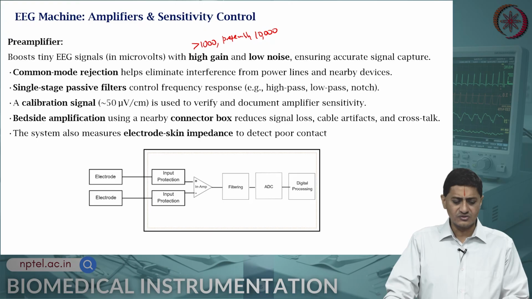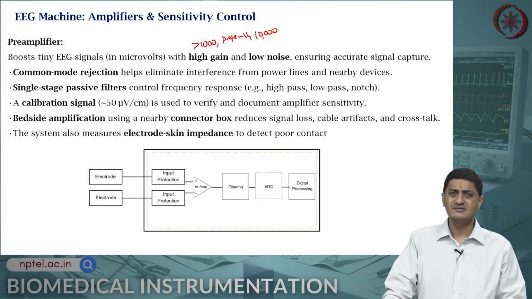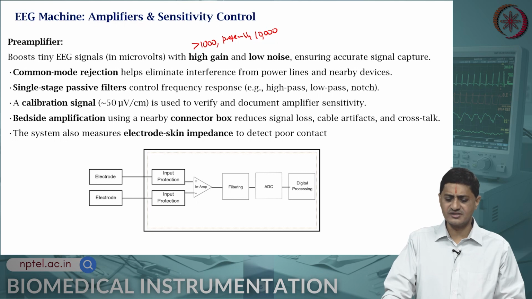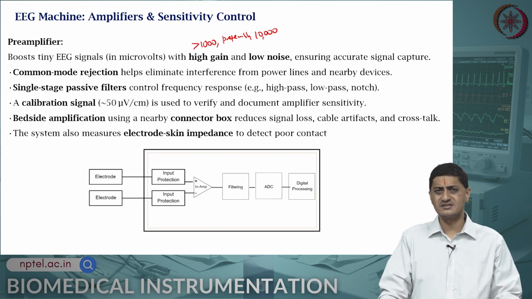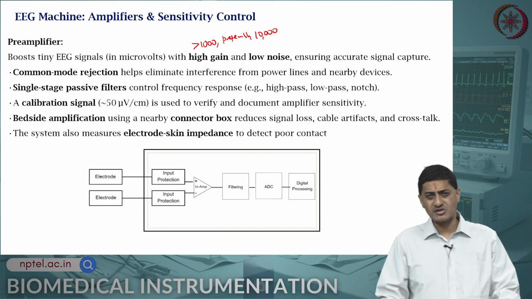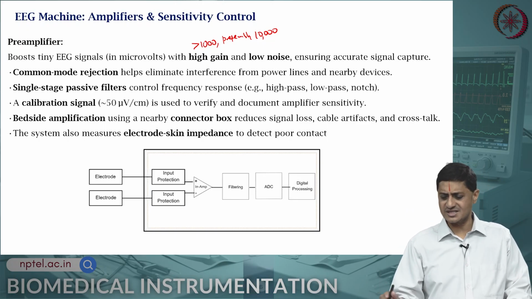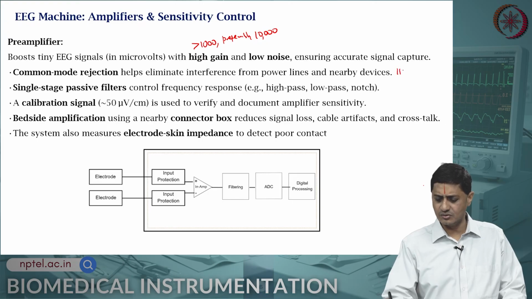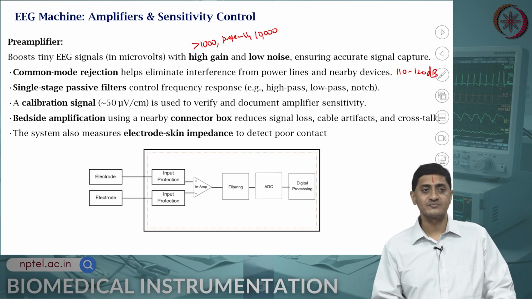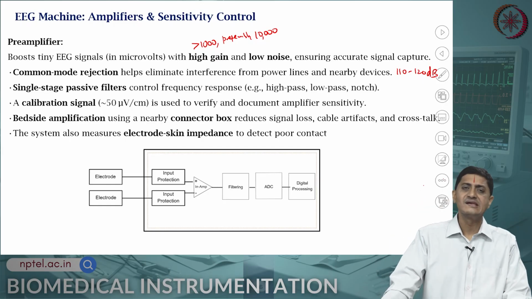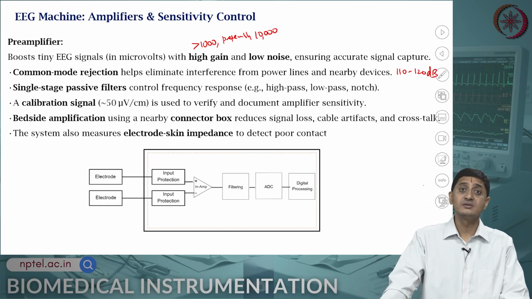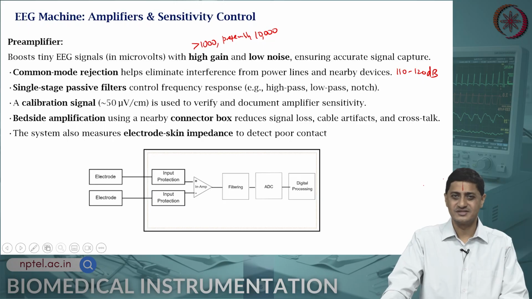Then low noise. Common mode rejection essentially is the approach to eliminate interference from power lines and nearby devices, and this common mode rejection ratio must be a minimum of about 100 dB. Present day devices have about 110 to 120 dB, that is a lot of dB. Remember, dB is a logarithmic unit, it is not just in units.